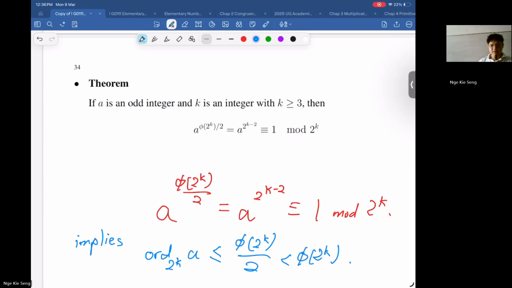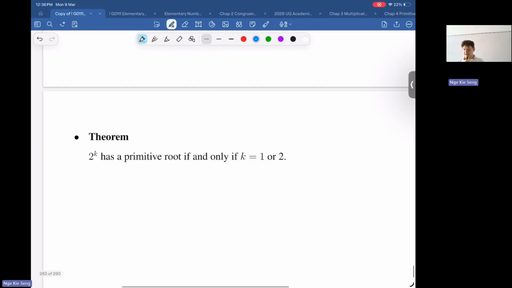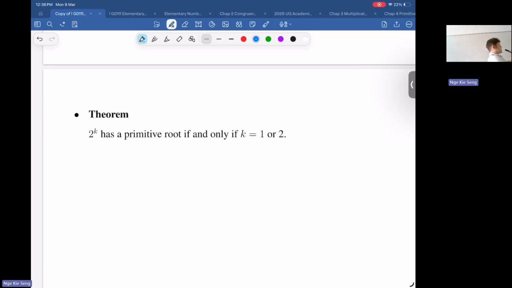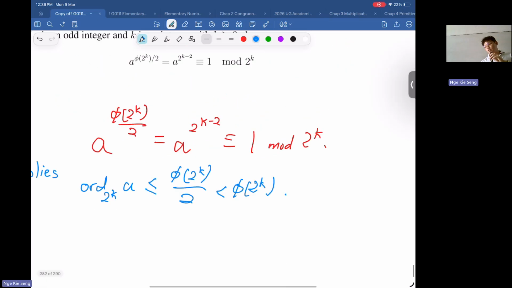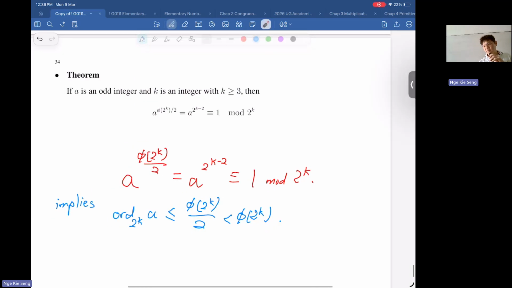Okay, so the corollary here is that an integer written in the 2^k form has a primitive root if and only if k is equal to 1 or 2. These are the only two possibilities where you can get a primitive root. For the rest, it will get to 1 very quickly, in the sense that it's a half of φ(2^k).